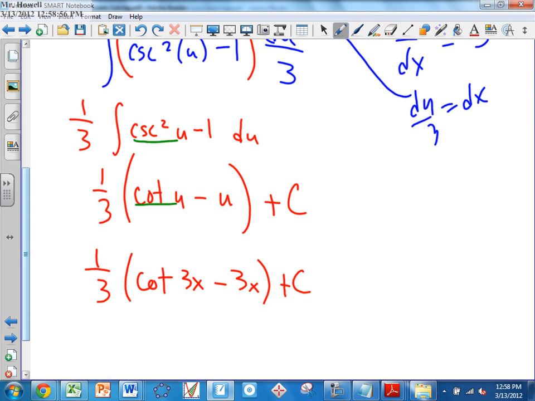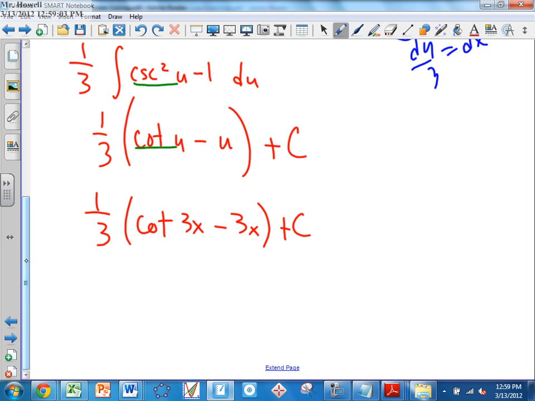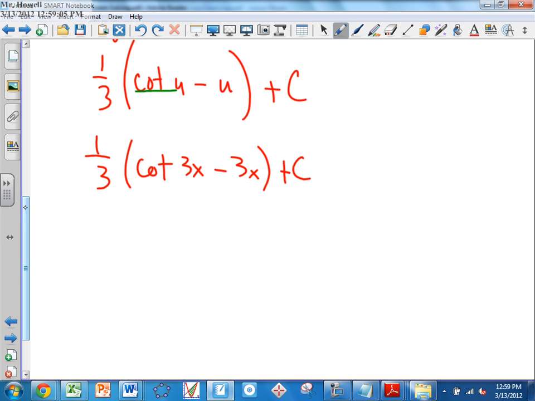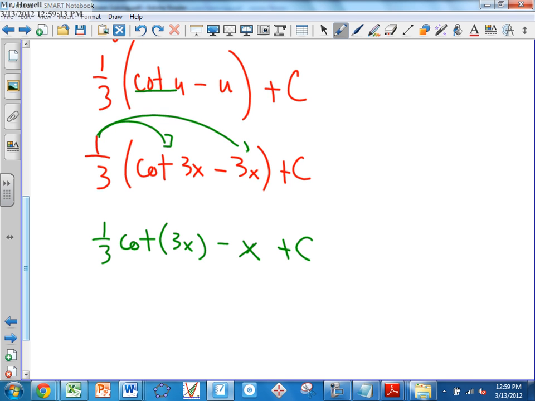But now you see the 1/3, and you see the 3x there? If I actually distribute this in the next line, which I should, you'll see that you end up getting 1/3 cotan 3x minus x plus c. Again, distribute the 1/3 to both. And this is Kenny's question that he asked, actually. Give me another, like, 30 seconds of your time to explain this, because that's a really good question.